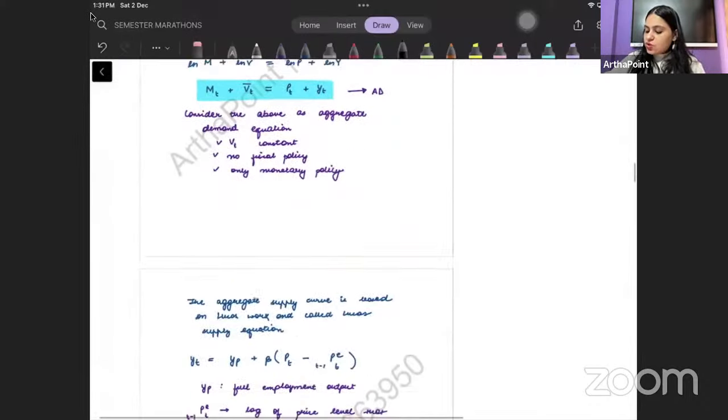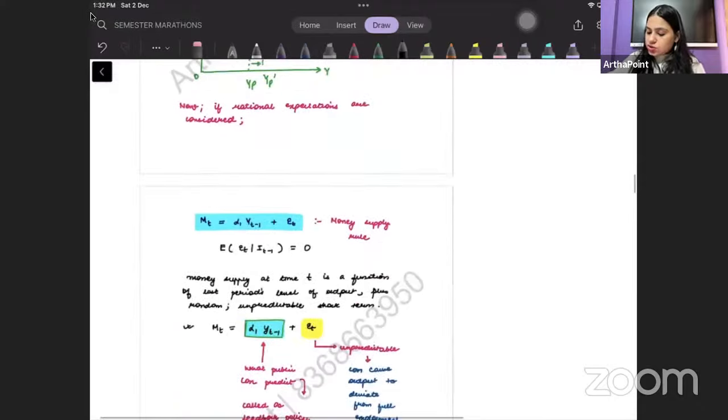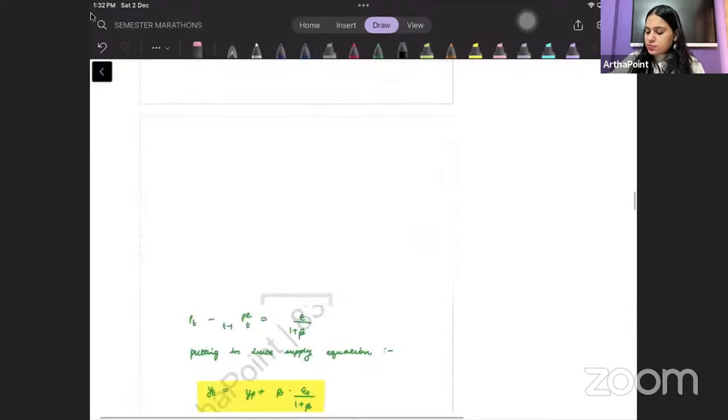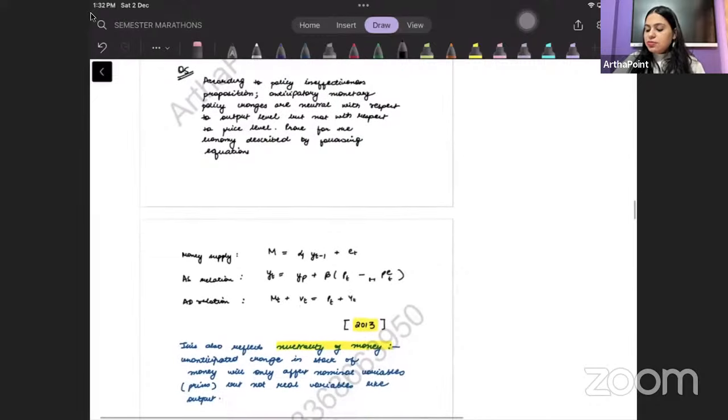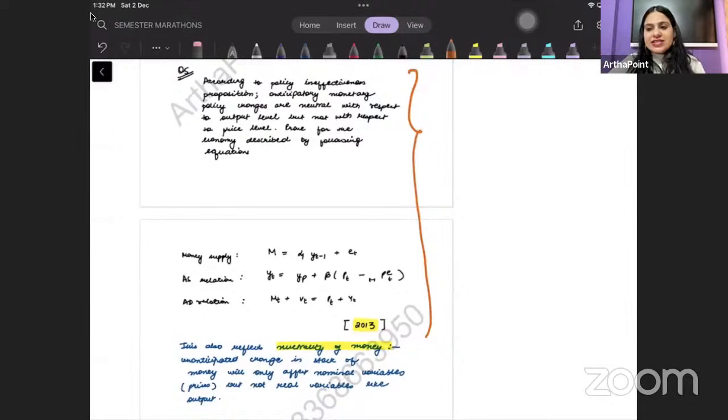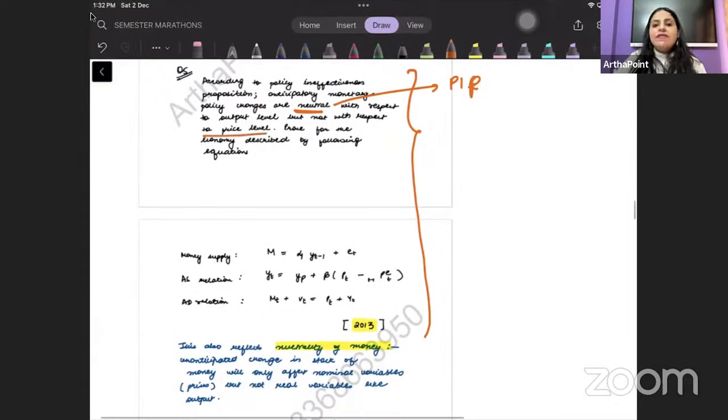Okay बेटा. Now let us go ahead and let us talk about the next question. So this is completely same. And then I am going to question number that came in 2013. देखो, again it's a repetition. It says, according to policy ineffectiveness proposition, anticipatory monetary policy changes are neutral. Word change कर दिया. Now it is saying that monetary policy is neutral. एक ही बात है. That monetary policy effective नहीं है.